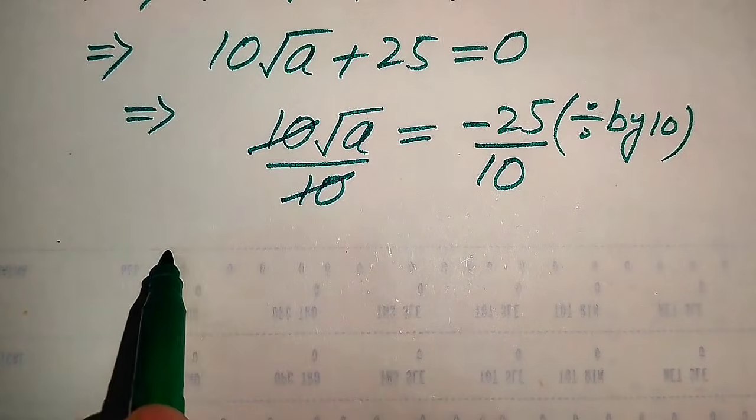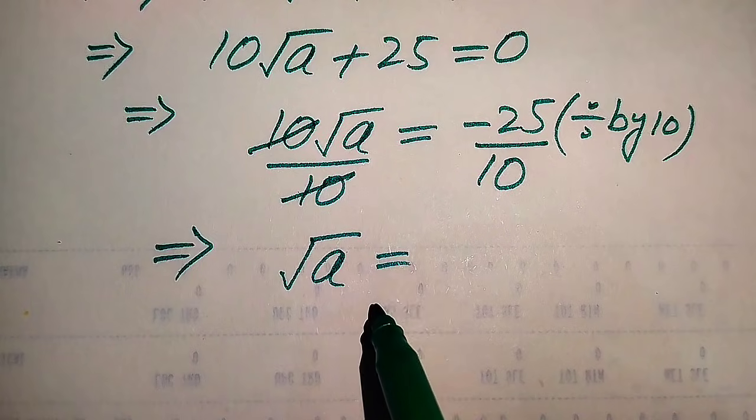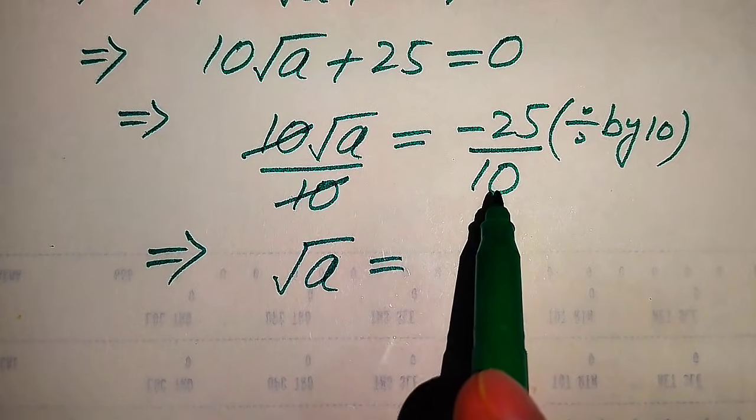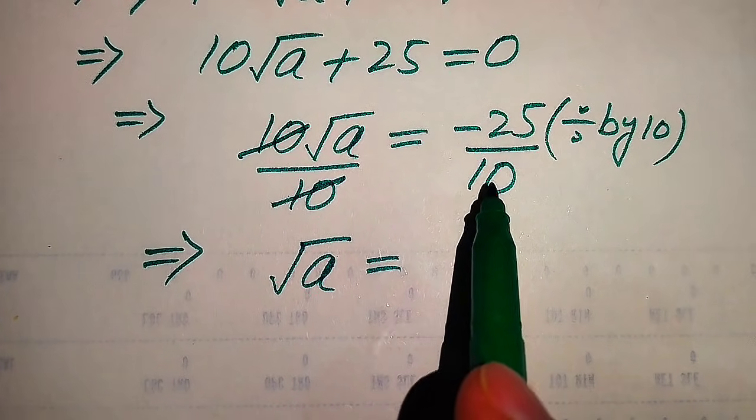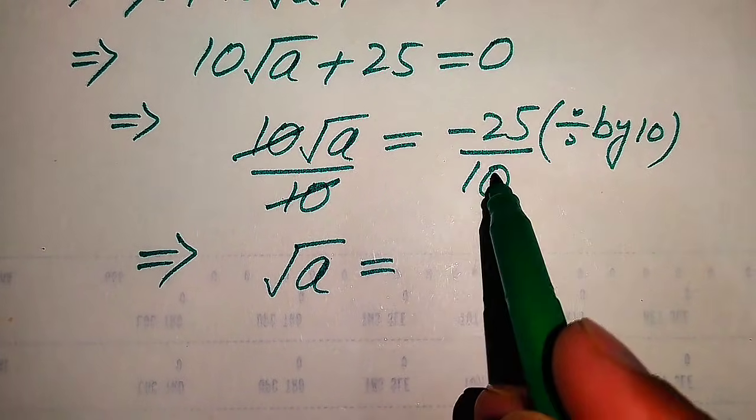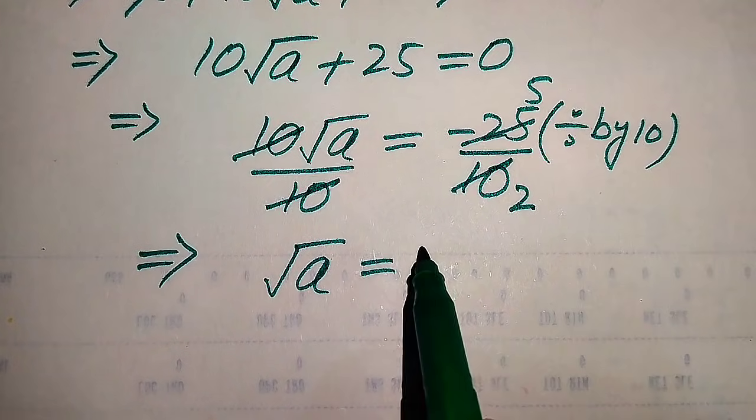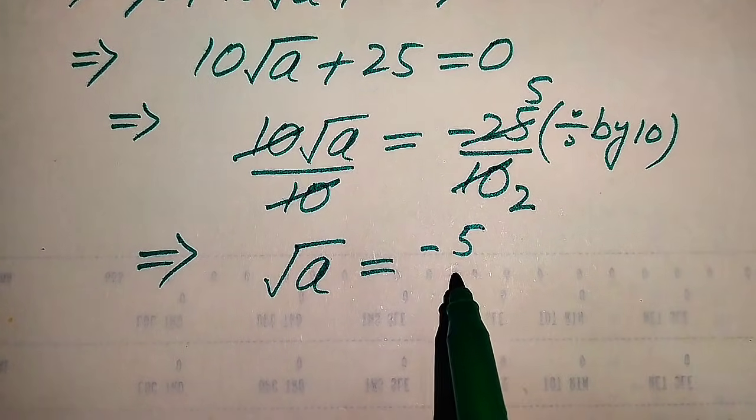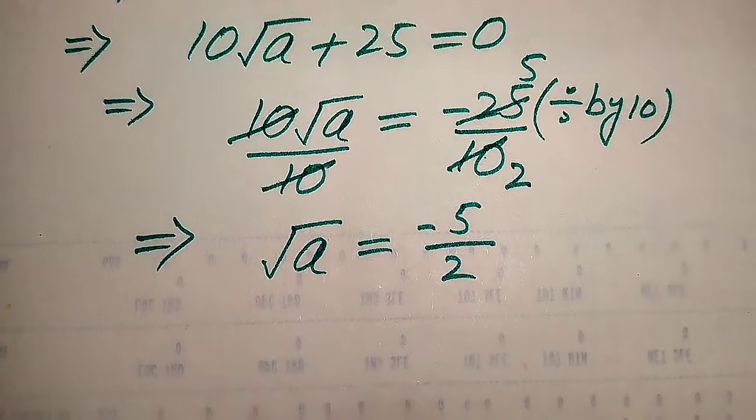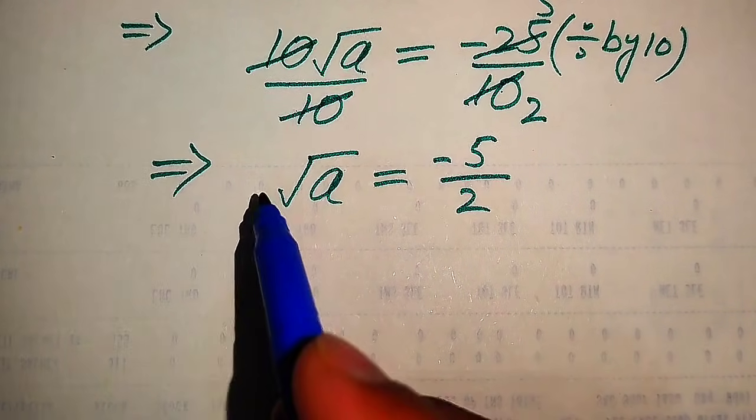This 10 and this 10 are cancelled out by each other, and on the left hand side we get square root of a, and on the right hand side we need some simplification. So we cancel these two terms by the table of 5, and we get 5 2s are 10 and 5 5s are 25. So the value of square root of a is equal to minus 5 divided by 2. Here, for the value of a, we need to remove the square root sign.